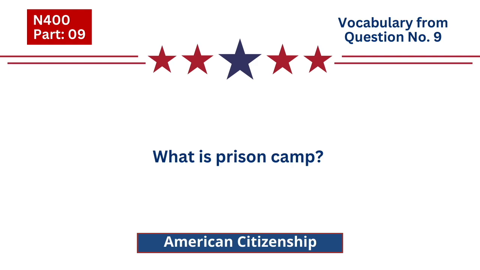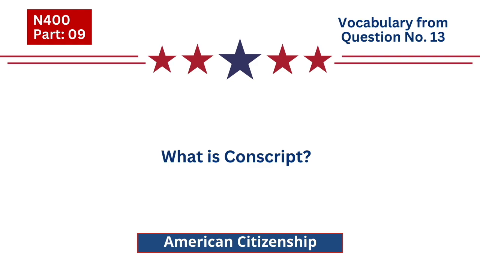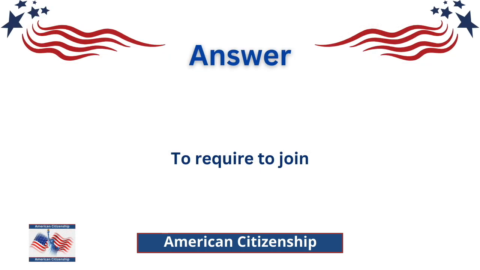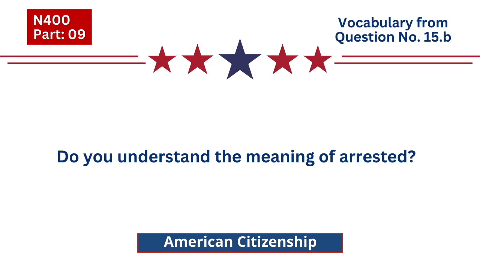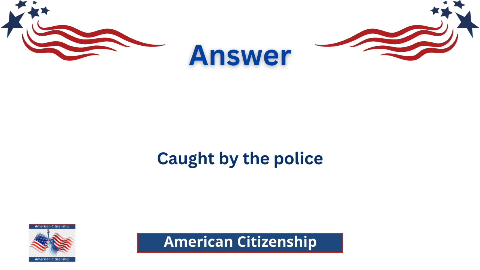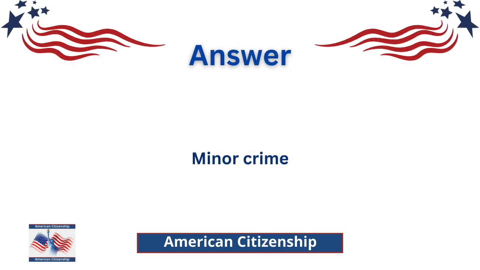What is prison camp? A place where prisoners of war or political prisoners are kept. What is conscript? To require to join. Do you understand the meaning of arrested? Caught by the police. What is offense? Minor crime.